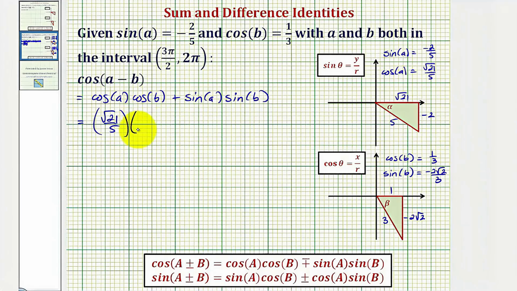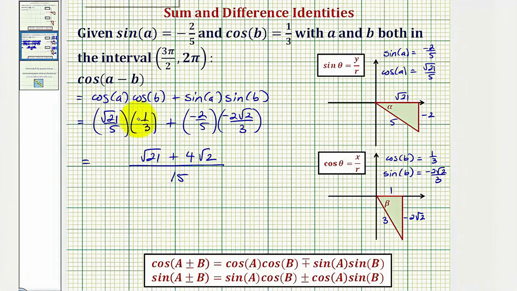Cosine B is equal to 1/3. Sine A is equal to negative 2/5. And sine B is equal to negative 2 square root 2 divided by 3. Once again, notice how we do have a common denominator of 15. Here we have square root 21 times 1, of course that's square root 21, plus negative 2 times negative 2 square root 2 would be positive 4 square root 2. So this would be the exact value of cosine of the quantity A minus B.